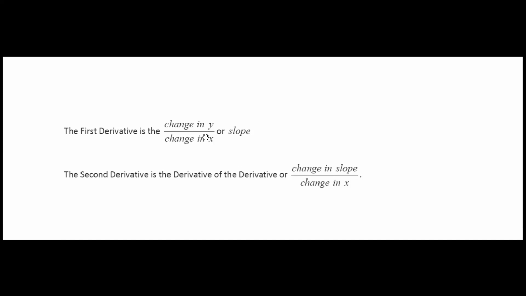Now, since the first derivative is change in y over change in x, then the second derivative is the change in slope per change in x, okay? Since this is the first derivative, it's slope, then it would be change in slope over change in x. It's very important that you accept that fact as being true because we're going to use that in unveiling the second derivative test.